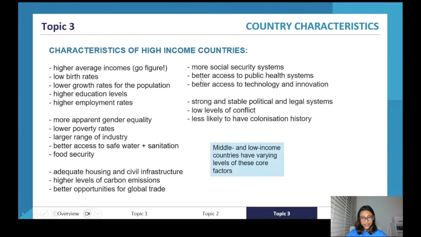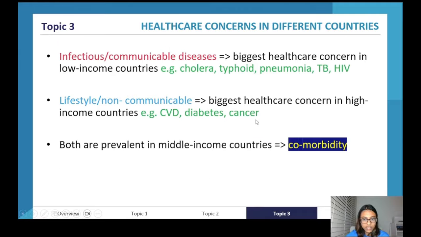so we can take care of our health and well-being. We've got the characteristics of high-income countries here, and then middle-income and low-income countries are going to have varying levels of these. And the important thing about middle-income countries, I'm going to look at in one of the slides. I'll just go over to that now.